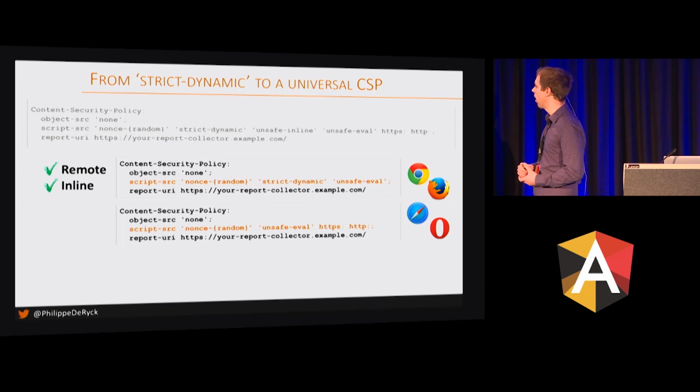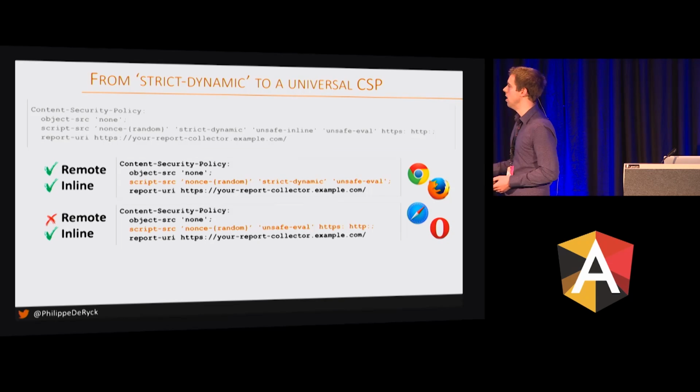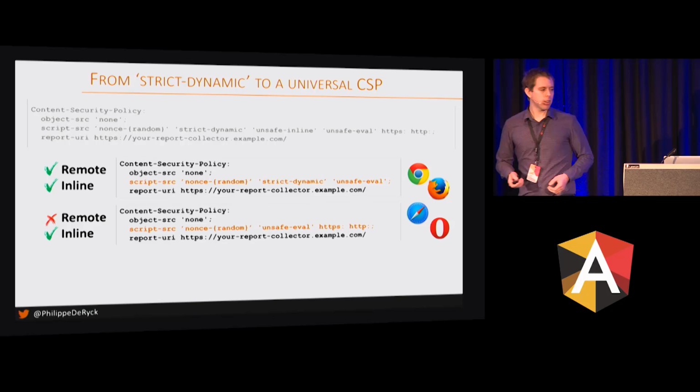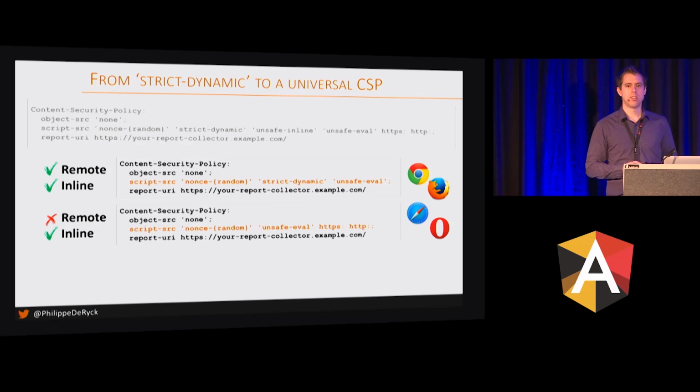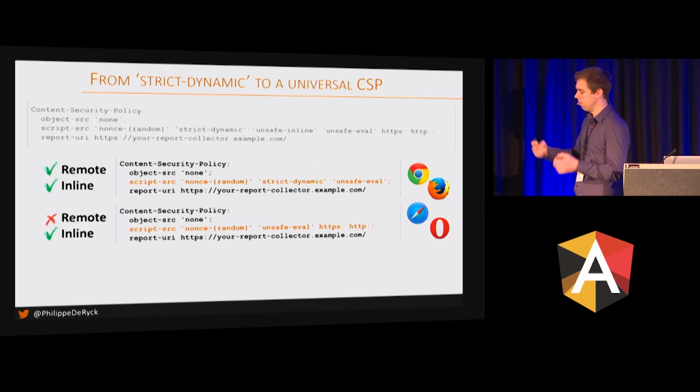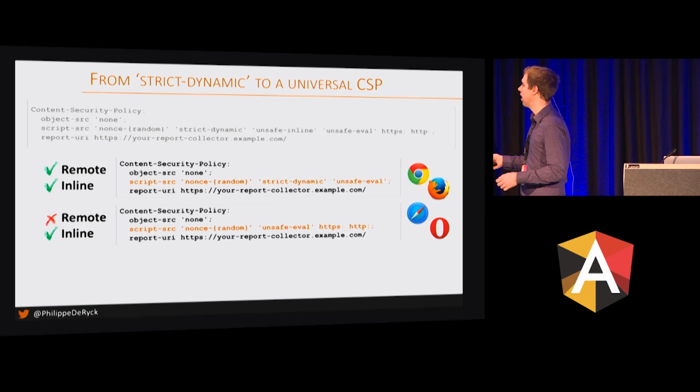If you have Safari or Opera, they're still a bit behind. They don't support level 3, but level 2. And essentially, they will enforce this policy. What this means is, it gives you inline protection, because inline scripts will not be executed, but they fall back to a whitelist. And a whitelist, in this case, is fairly liberal. It's all HTTPS scripts and all HTTP scripts, essentially any script on the internet. The reason they do it like this is simply because of compatibility reasons.